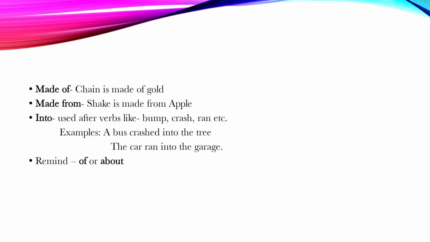Another preposition is made of, also made from, of and from. You can say made of when something is made of that thing. Chain is made of gold. So it's clear. And made from what? Shake is made from apple. There we can see that something is made from something and something is made of something. I think it's very clear for you. Chain is made of gold and shake is made from apple.